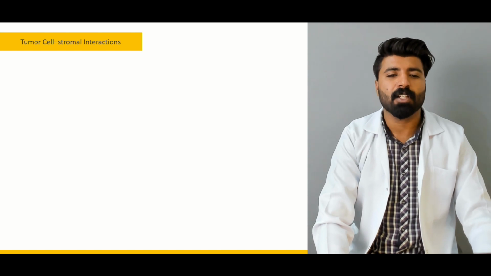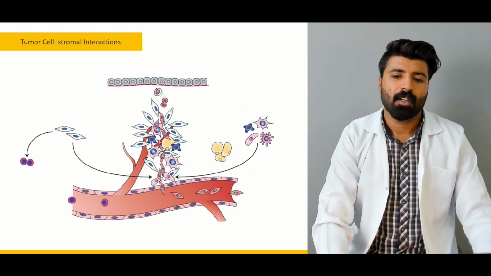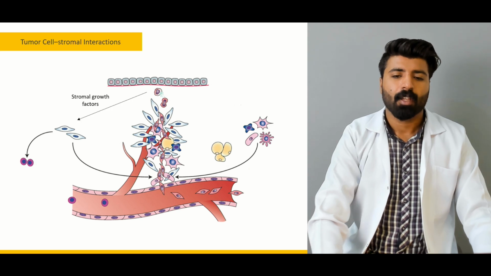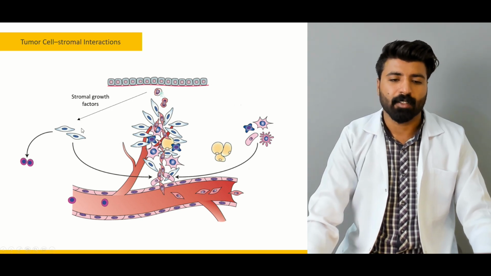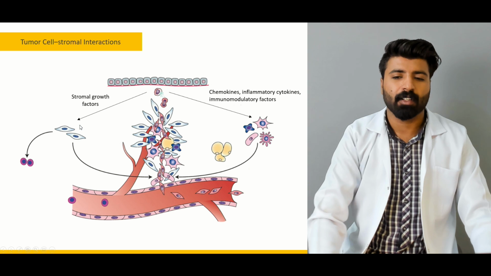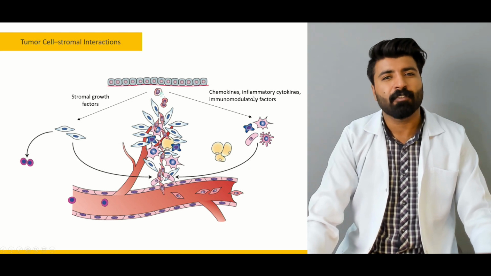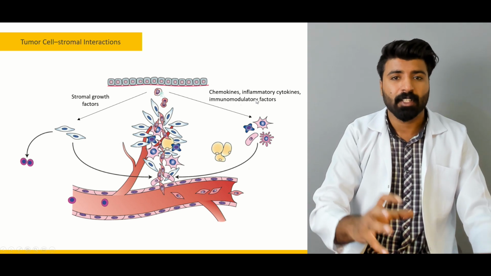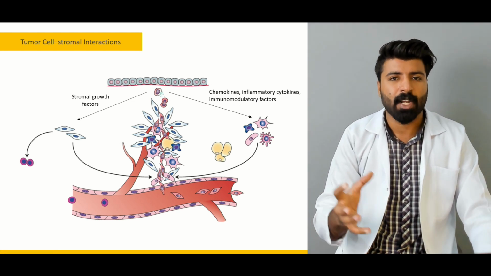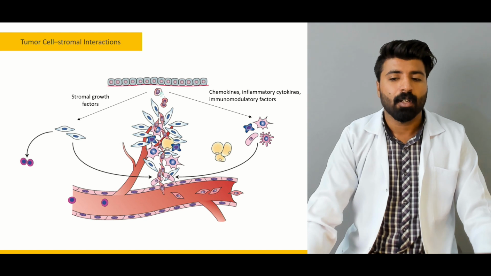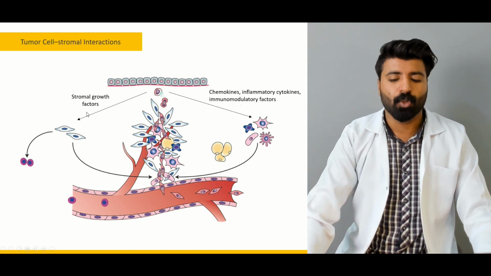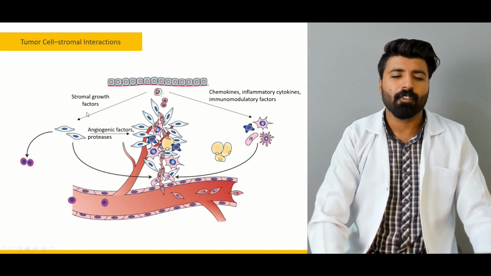Next now we have tumor cell stromal interactions. Now look at this slide. This is a stromal growth factor. Now these are chemokines, inflammatory cytokines, immunomodulatory factors that we just talked about. In a cancer we'll see these chemokines, inflammatory processes, and these stromal growth factors. Now what will happen?